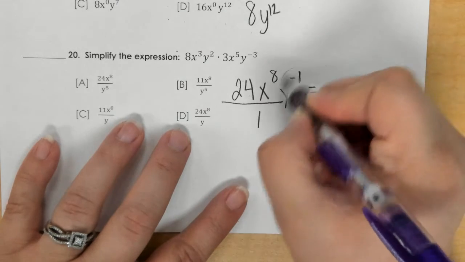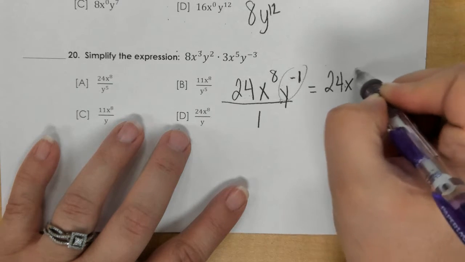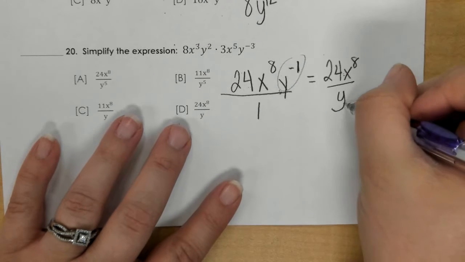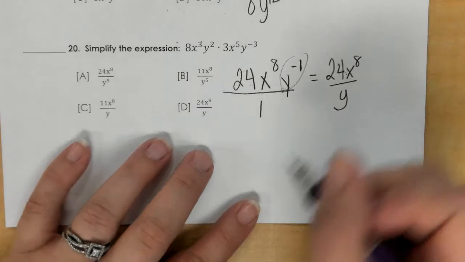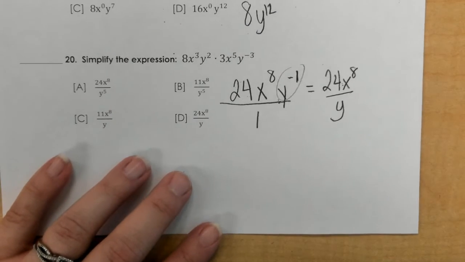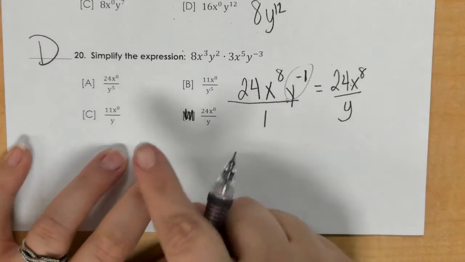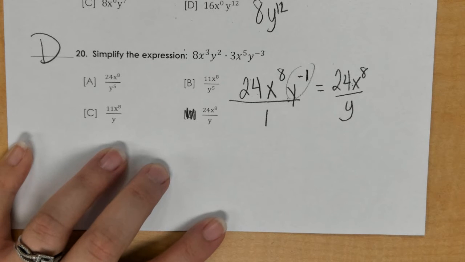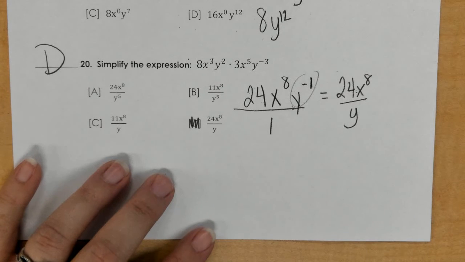But we can't have that negative there. So we're going to move that y to the bottom of the fraction. And again, when we just have the variable, we don't need the exponent 1 up there unless it was something bigger than 1. So if I look at my choices, D is my answer. Okay, that is the end of the Unit 1 Final Exam Review.